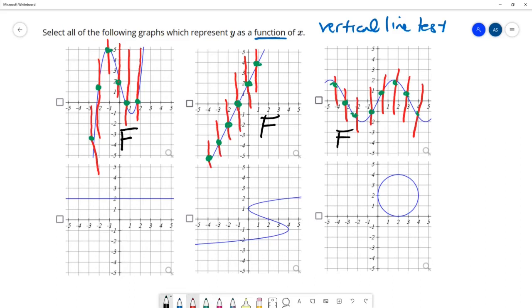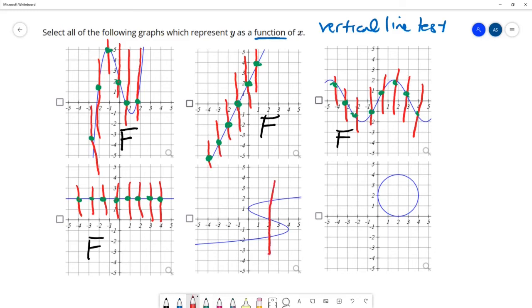Take a look at the next one. We'll draw vertical lines. Every one of these vertical lines intersects the graph in one place. So we have a function. And the next one.